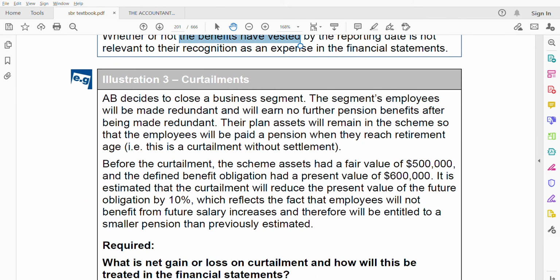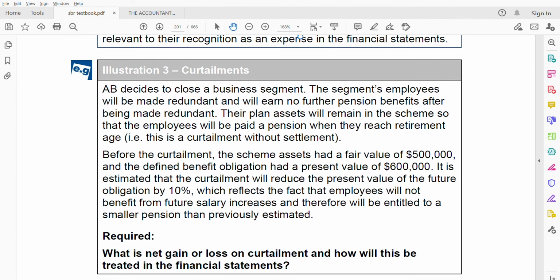Illustration 3 is about curtailment. So what does he do? He decides to close a business segment. The segment's employees may be made redundant and will earn no further pension benefits after being made redundant. Their plan assets will remain in the scheme so that employees will be paid a pension when they reach retirement. There is a curtailment without settlement. This is a curtailment without settlement.